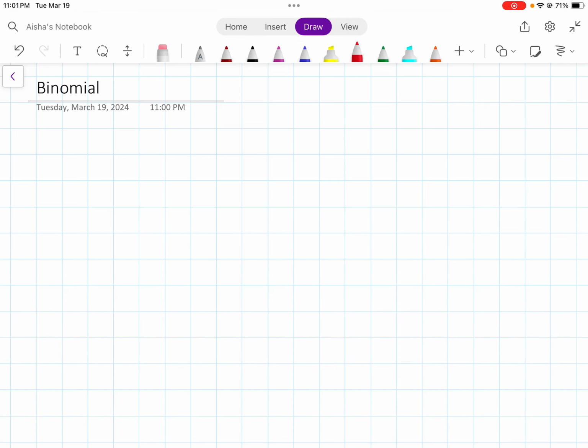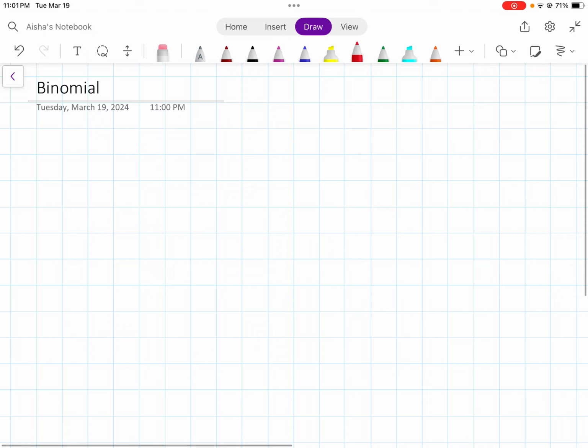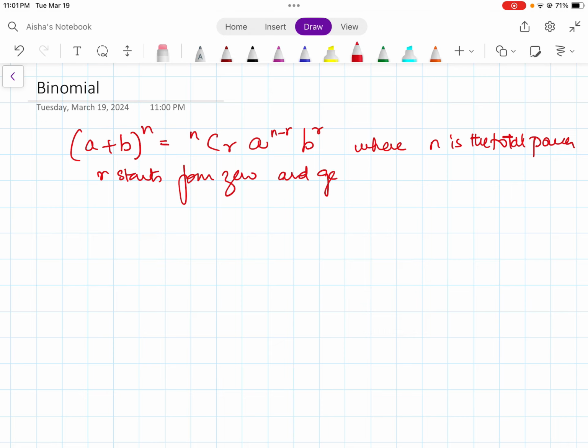Let's start with the binomial topic. All right. So the first thing is the formula to expand, where n is the total power, r starts from 0 and goes till n.